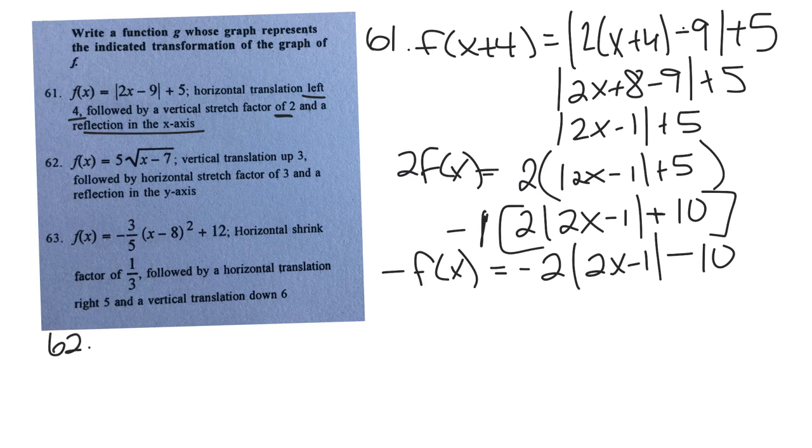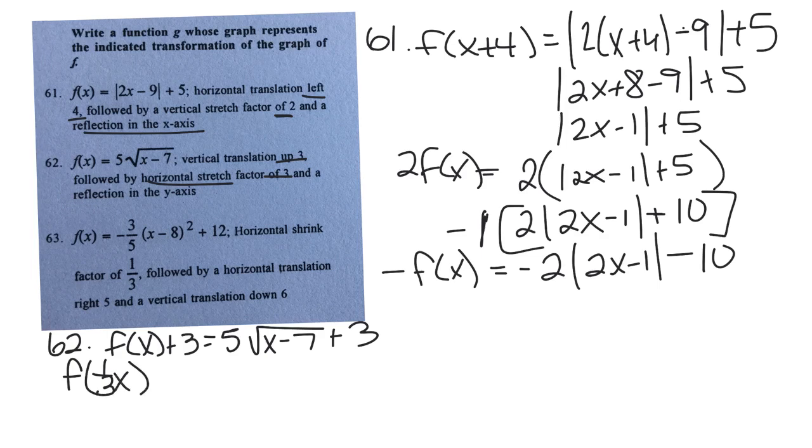Number 62, 5 square root of x minus 7, vertical translation up 3, that's f of x plus 3, which is 5 square root of x minus 7 plus 3, followed by horizontal stretch factor of 3. Horizontal stretch factor of 3 is f of 1/3 x. What goes into the equation is the reciprocal. So we get 5 square root of 1/3 x minus 7 plus 3.